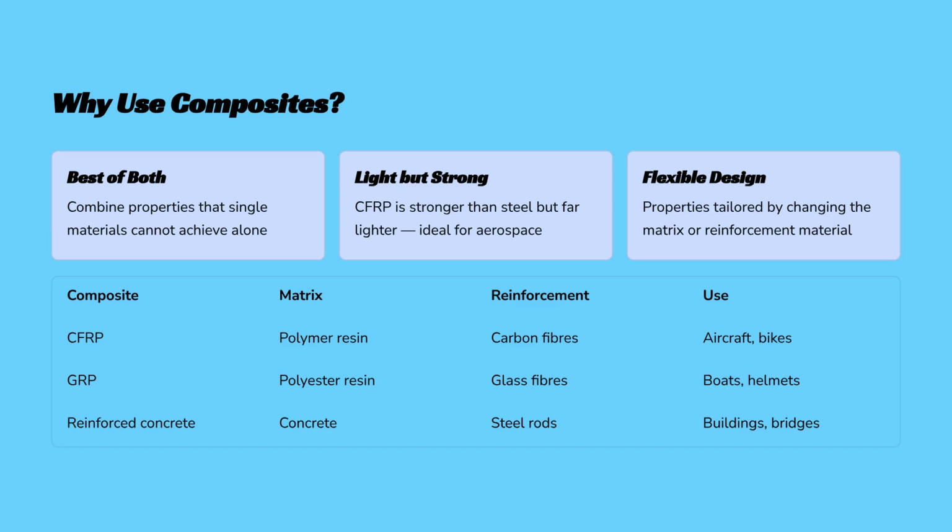They are often light yet strong, like CFRP used in aircraft, and allow for flexible design through material selection. The table on the slide outlines common examples and their uses. Chapter 11 provides essential GCSE exam tips and smart strategies to maximize your marks.